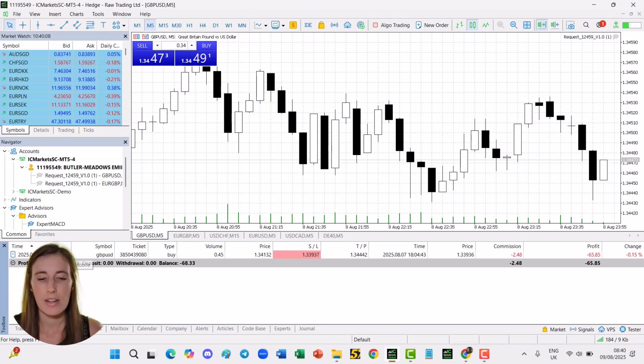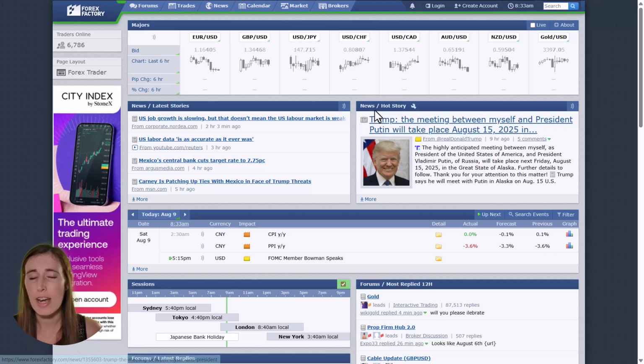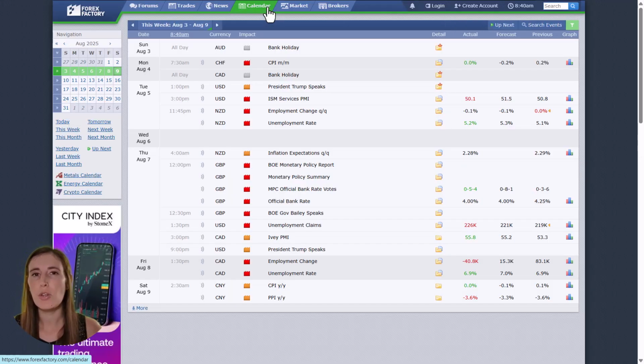This trade was taken on Thursday the 7th of August. My first step in taking this trade was to look at any news that was due out, and for that I used forexfactory.com. Prior to the New York Open on the Thursday, which is at 1:30 GMT for me here in the UK, I had a look on Forex Factory.